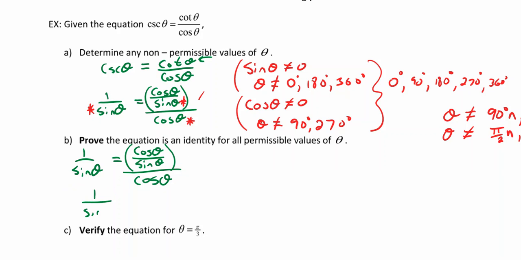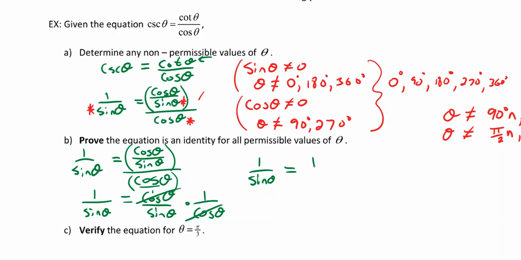So 1 over sine theta is equal to, and then this would be the same thing as cos theta over sine theta, and then multiplying by the reciprocal. So this was like cos theta over 1, so we're going to flip that upside down. That's 1 over cos theta. So look at those cancel. And we do indeed end up with 1 over sine theta is equal to 1 over sine theta. So we've proven it. Because we'll say, therefore the left side is equal to the right side. And that's what matters.